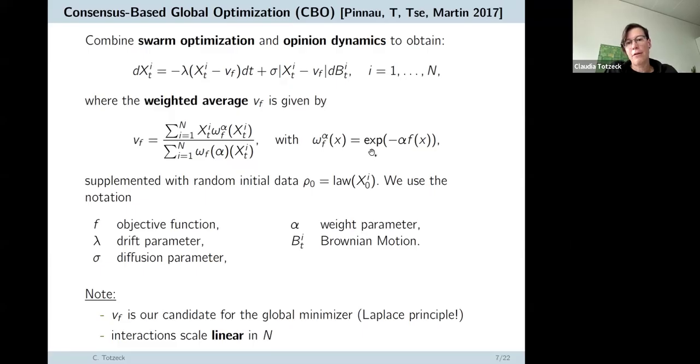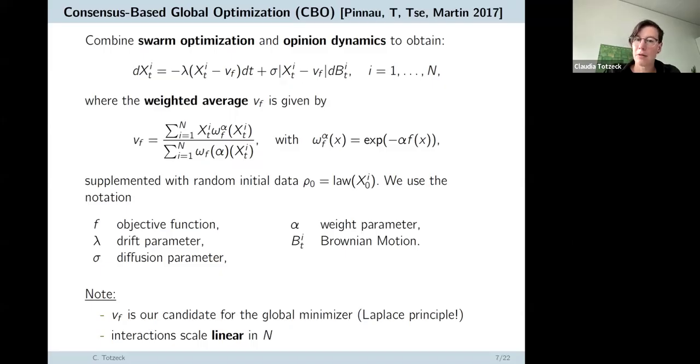So what is hidden here? We have an exponential to make everything positive and to make this really an average. And then we have minus alpha f. Recall, we assumed that f is positive. So if you take the exponential of minus alpha f, then particles with a good position, so a low function value, have a lot of weight here. And particles which have a very high evaluation have less weight. So this weighted average is an approximation of the best position that a particle sees at the moment.